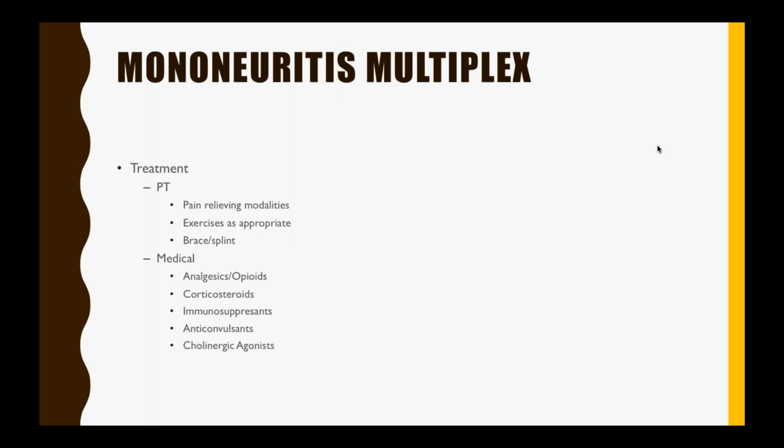Treatment for mononeuritis multiplex, as far as PT goes, there's not much that we can do to address the neuropathy. We can try to reduce the pain with our pain relieving modalities or manual treatment techniques. We can use exercises as appropriate. We don't want to overtax the system, make the person as functional as possible. So, using your exercise prescription tools wisely and not overdoing these patients.